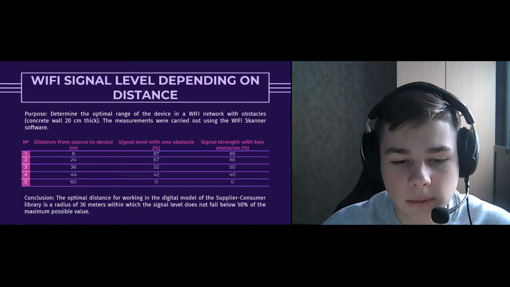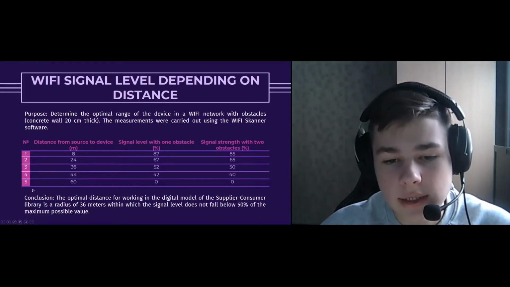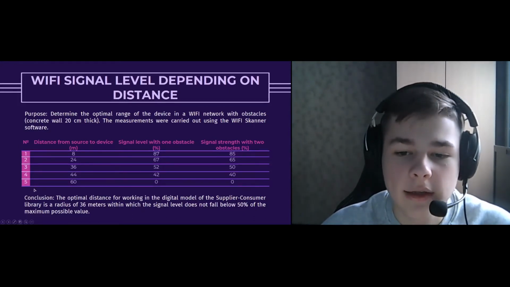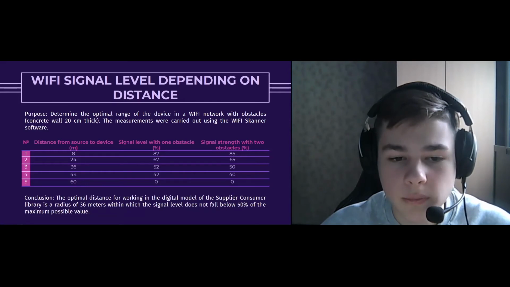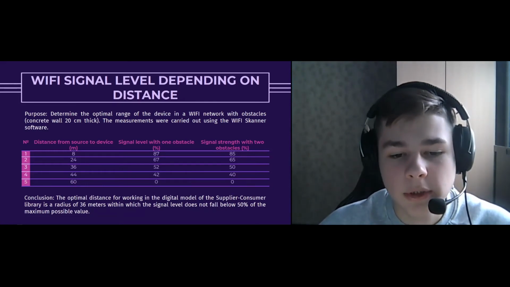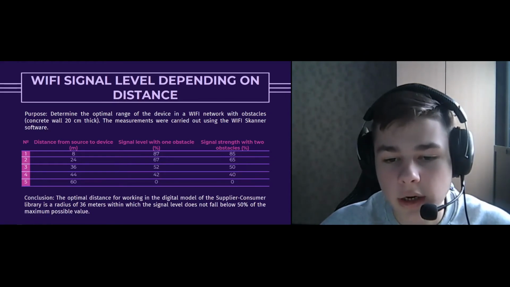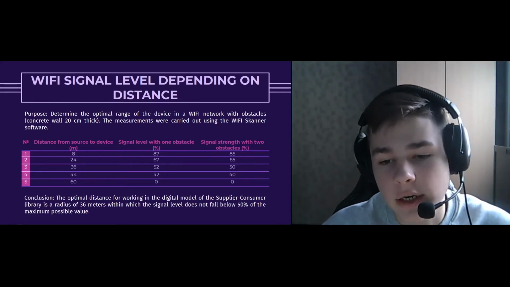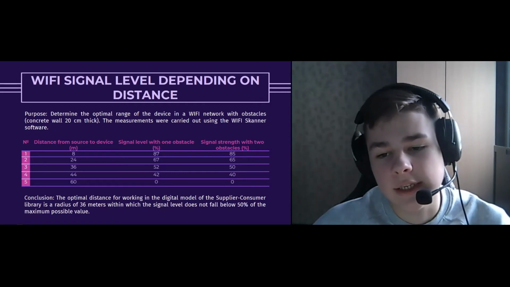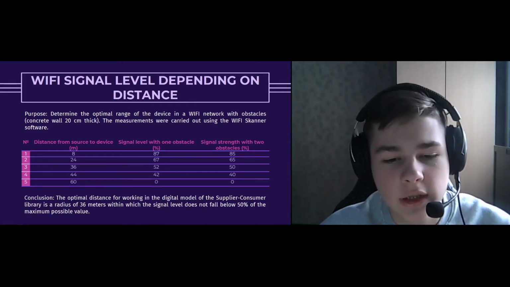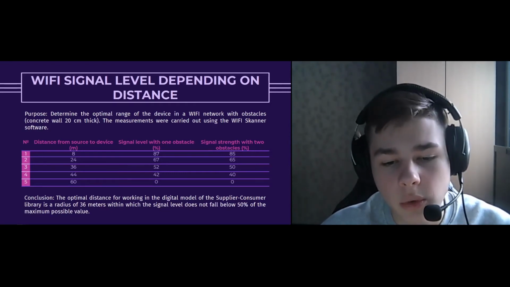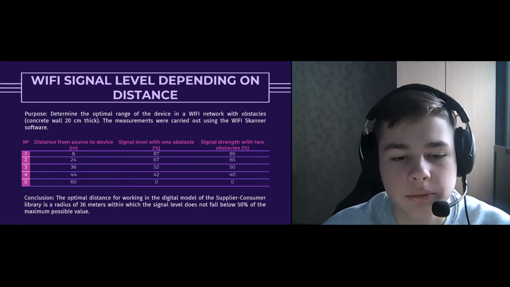Now we'll determine the use of the device in the Wi-Fi network with obstacles. The optimal distance for working in the digital model of the supplier-customer library is a radius of 36 meters, within which the signal level does not fall below 50%.